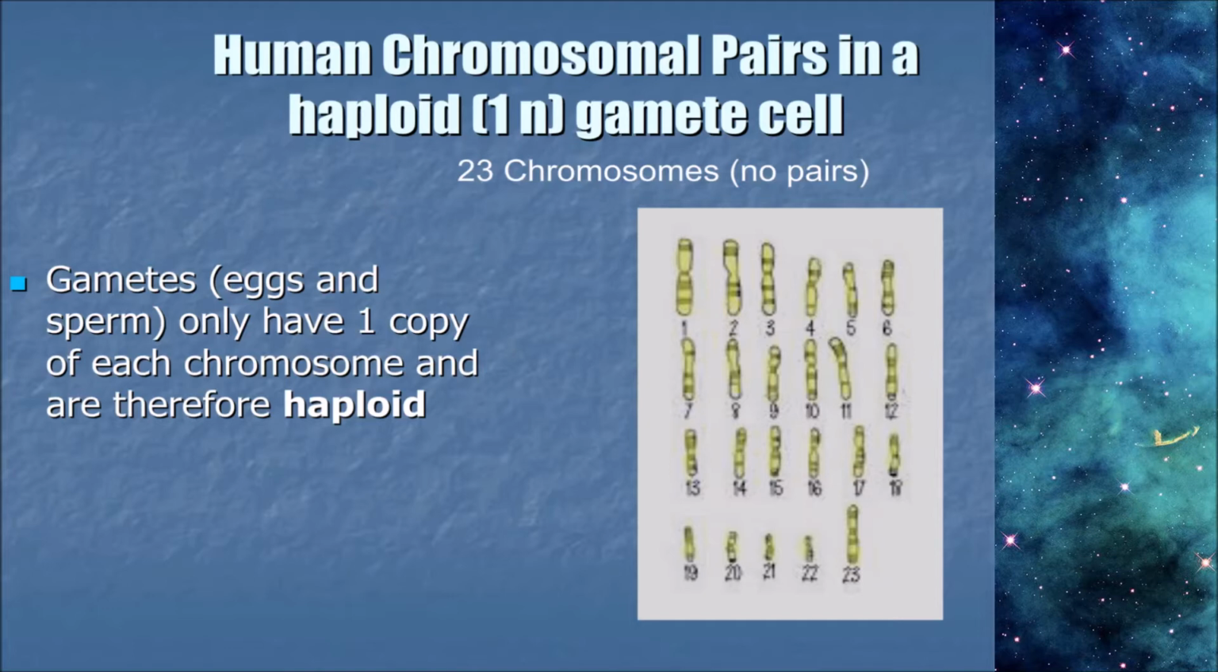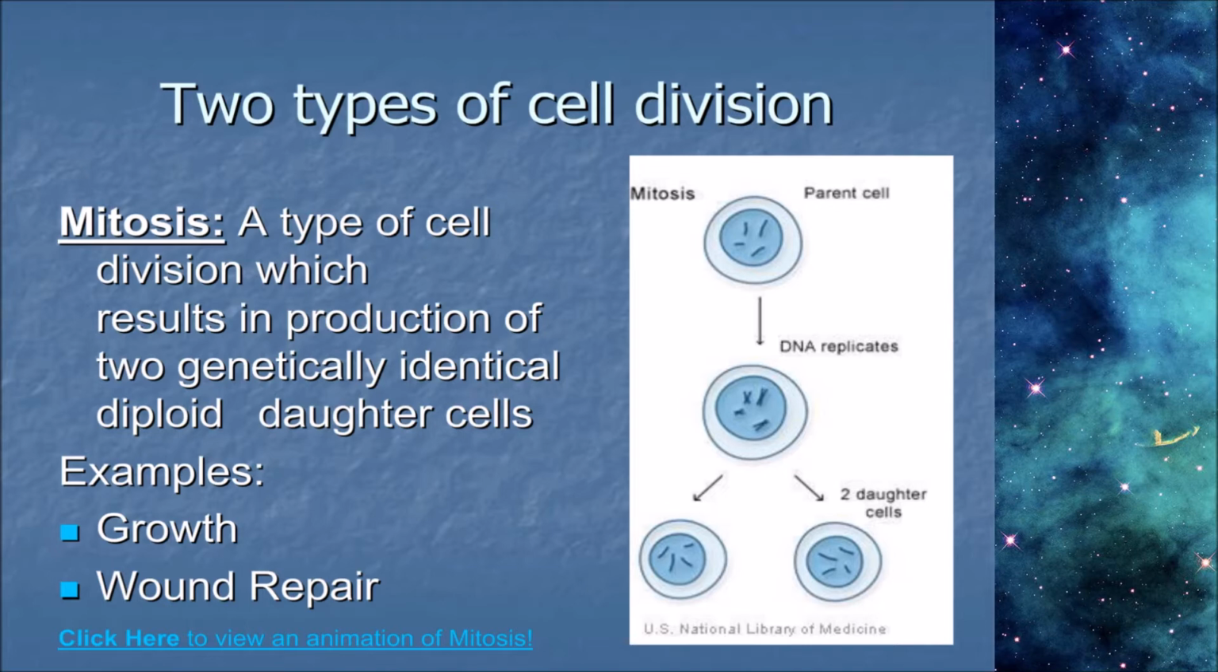The way that we create haploid cells is through a process called meiosis. So meiosis is a type of cellular division. You're probably already familiar with another type of cell division called mitosis. Mitosis is a type of cell division which results in the production of two genetically identical diploid daughter cells. So if you take a look at the figure at the right, you see we have one mother cell, and that cell will divide to make two daughter cells. And these daughter cells have two copies of every chromosome, so they're diploid, and the cumulative genetic information in these two cells is exactly the same.